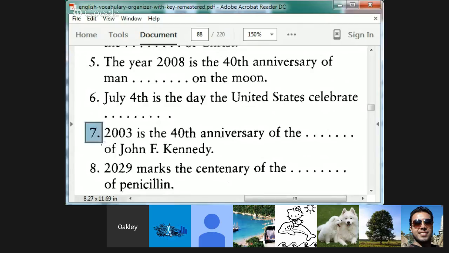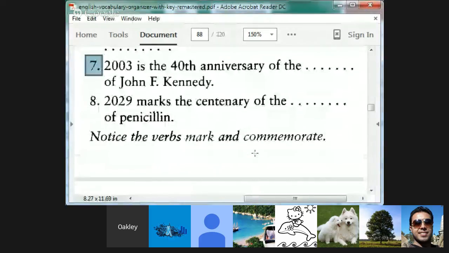Heidi, number 7. Sorry, Heidi, let me quickly welcome David. Hi, David. Hi, how are you? Fine, thank you. Welcome to the class. Thank you. Okay, Heidi. Yeah, number 7, please. I can see 7.